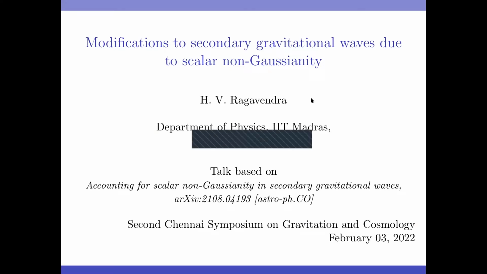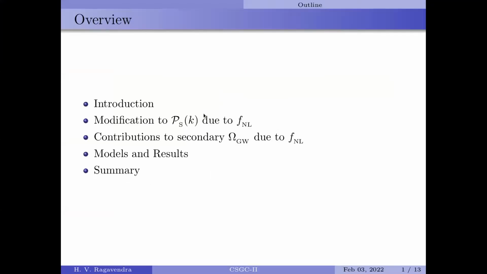This talk is based on my recent paper titled Accounting for Scalar Non-Gaussianity in Secondary Gravitational Waves, for which I have given the arXiv identifier here. So the outline of my talk will be like this. First, I will introduce what the secondary gravitational waves are and what the scalar non-Gaussianity is, how we introduce the parameter of scalar non-Gaussianity and how we extend it to account for it in our calculations.